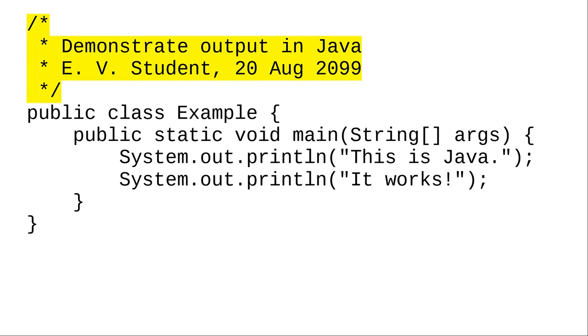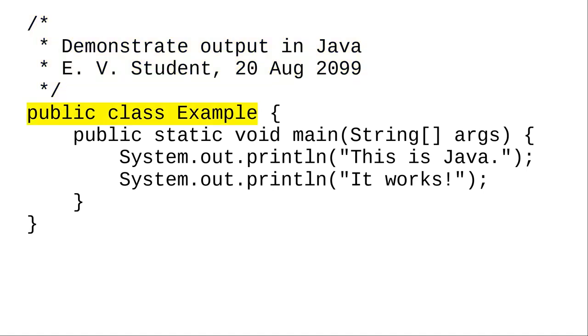The lines beginning with slash star and ending with star slash are a comment. You use them to let other humans know what your program does. Java ignores your comments. They're for people, not computers. In this course, I will ask you to put comments at the beginning of all your programs. The comment should tell what the program does in some detail and should have your name and the date.